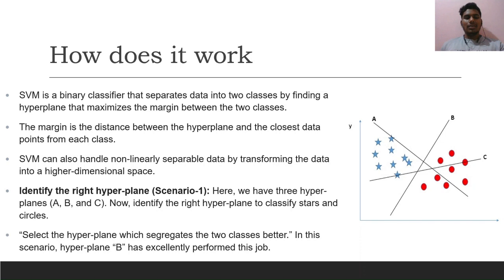Identify the right hyperplane. Here we have three planes A, B, C. It is shown in the figure also, where A, B, C are randomly placed in the diagram. Now identify the right hyperplane to classify stars and circles. Select the hyperplane which segregates the two classes better. In this scenario, hyperplane B has exactly performed the job.